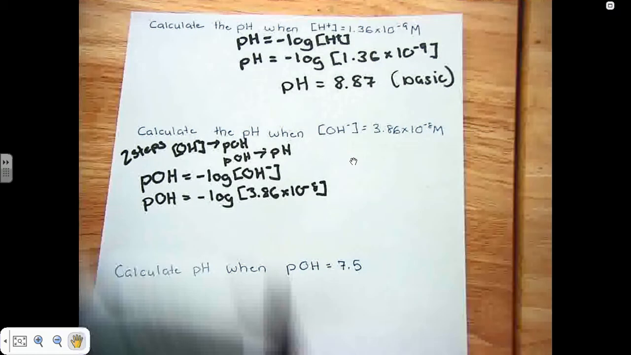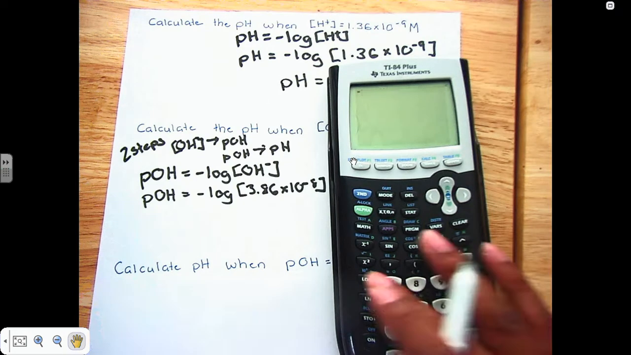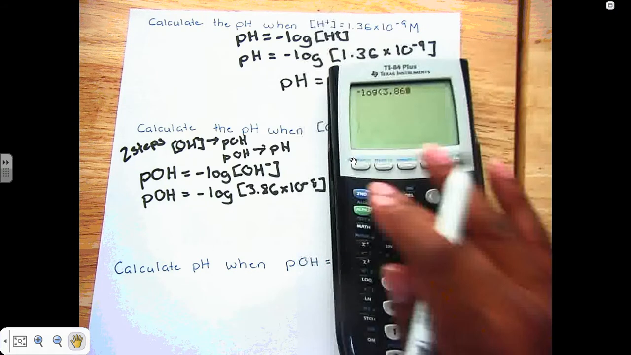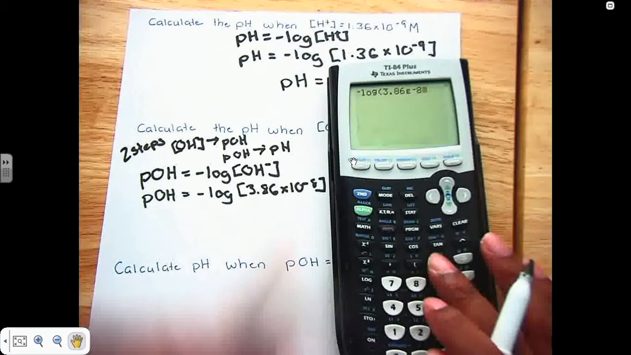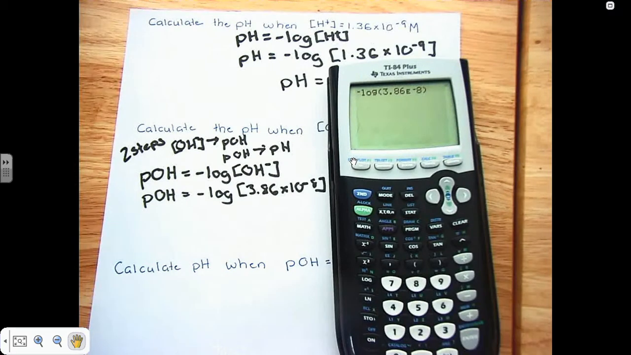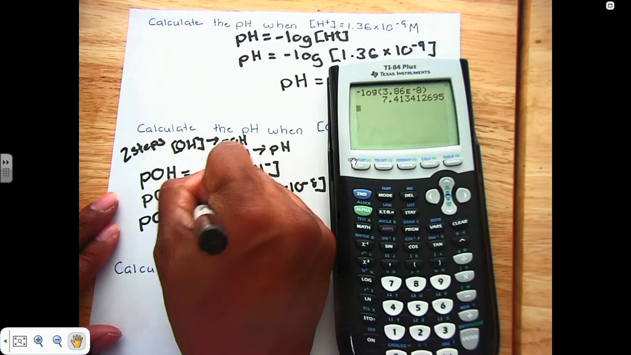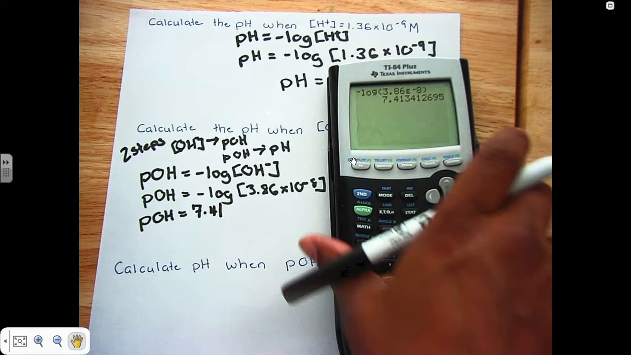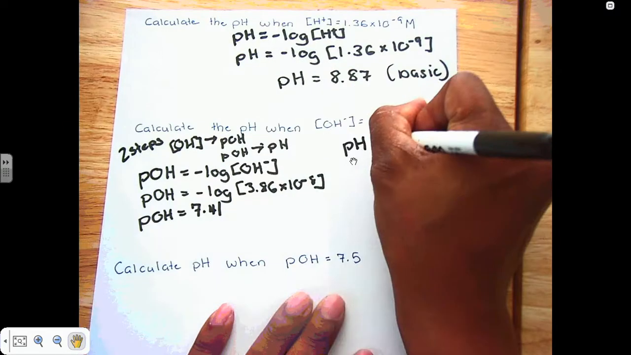So once again, I'll get my calculator out. I'll say negative log of 3.86. I'll press second, comma. I'll raise it to the negative 8th power, because that's what we have here. I'll close my parentheses, and then I'm going to press enter. And that's going to give me a pOH value that is equal to 7.41.